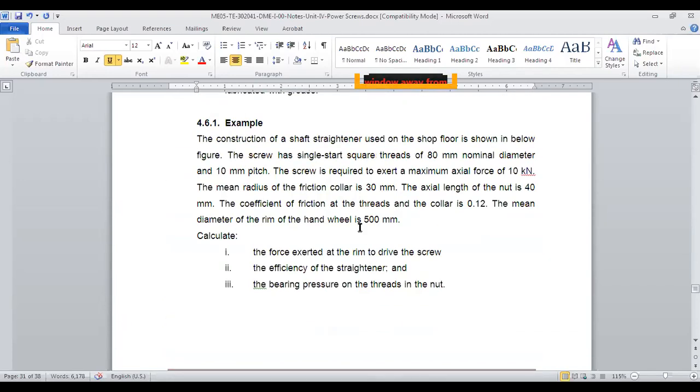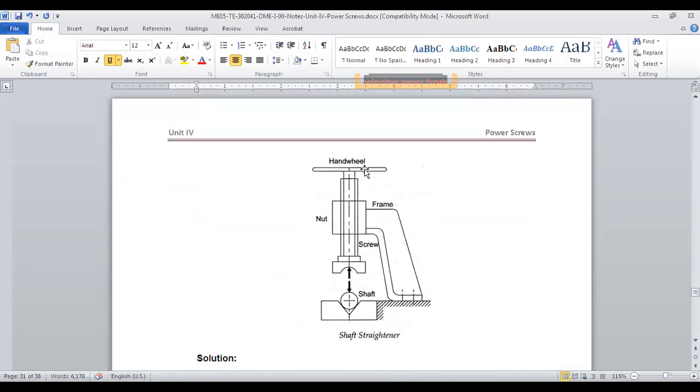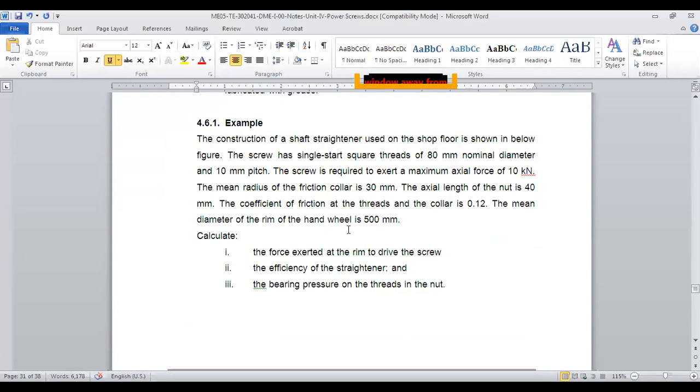So we would like to match that with MTT. So how will we attack this problem? We know MTT is equal to MT plus MTC. MT is the effort required to raise or lower the load, plus MTC is the collar friction torque, right? We now have all the information required. So we'll find out MT, we'll find out MTC, and we'll combine them to get MTT, and we'll use that to match our input torque. Input torque will be P, the effort, into 250.